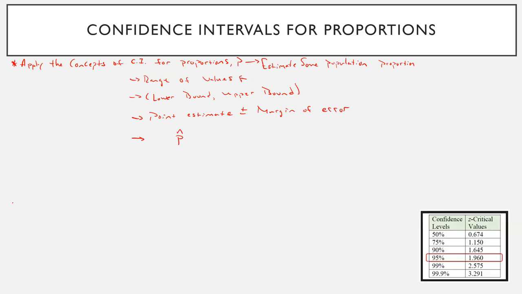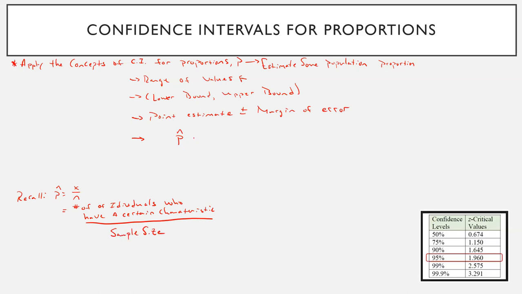Just recall real quick. P hat is equal to X over N, where X is the number of individuals who have a certain characteristic, divided by N, the sample size. So it's P hat, add and subtract the critical value.